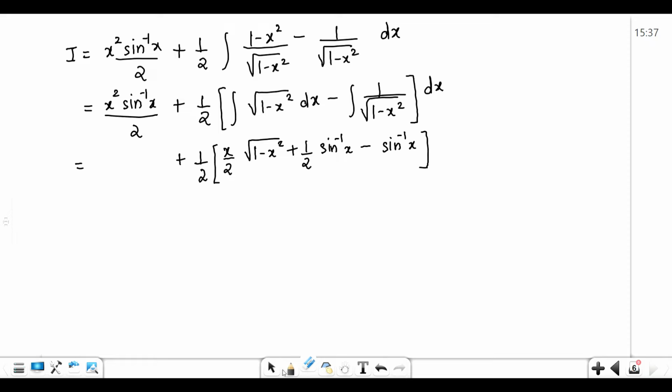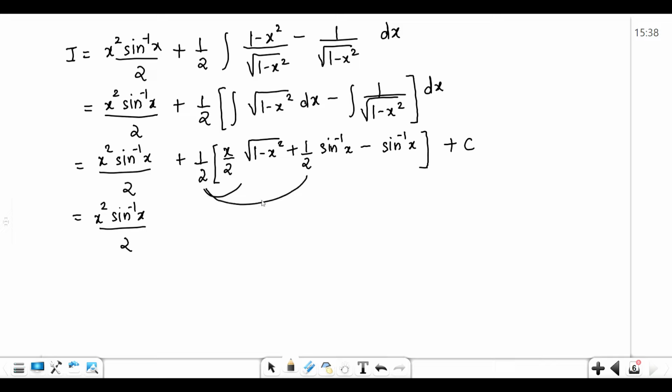Okay, so the formula has been applied. I'll copy this, x square sine inverse of x upon 2, and here it will be plus c since we have completed it. Again, this x square sine inverse of x upon 2 will multiply this 1 by 2 to both of this, that gives you x by 4 square root of 1 minus x square, and this will be 1 by 4 sine inverse of x minus 1 by 2 sine inverse of x.